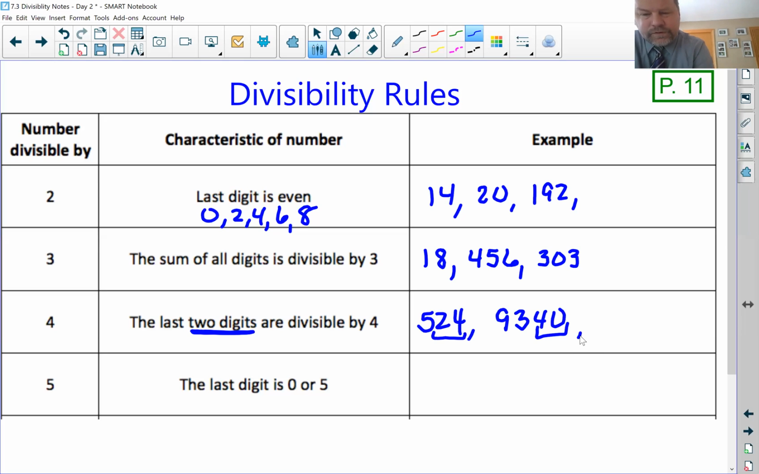One more. 7,296. So you look at the 96, and if you're not sure, you could certainly divide it out. But 96 is evenly divisible by 4, so that whole number is divisible by 4.